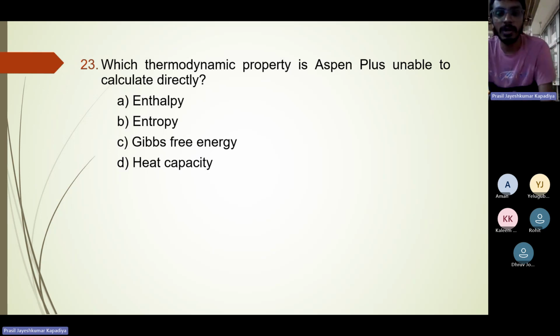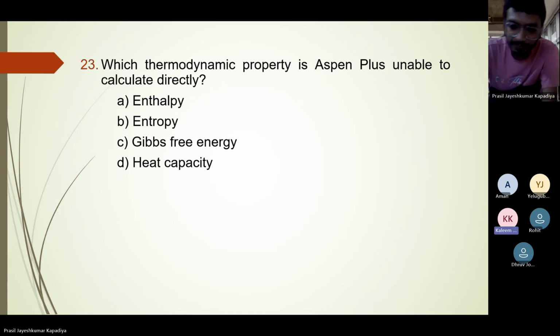Which thermodynamic property can Aspen Plus calculate directly? Entropy, enthalpy, Gibbs free energy, or heat capacity? Someone said Gibbs free energy. Yes. If we go to the results section and check our results, we can see that there is no Gibbs free energy available.